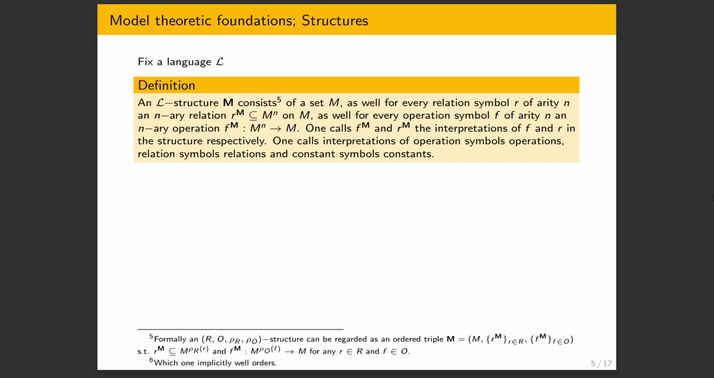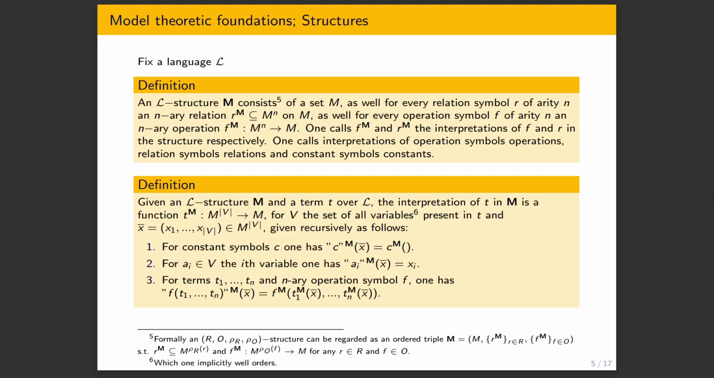And these things that we get, F_M and R_M, are called interpretations of F and R in M, and they are called just relations and operations. And constants, just interpretations of constant symbols in a structure, are just called constants.